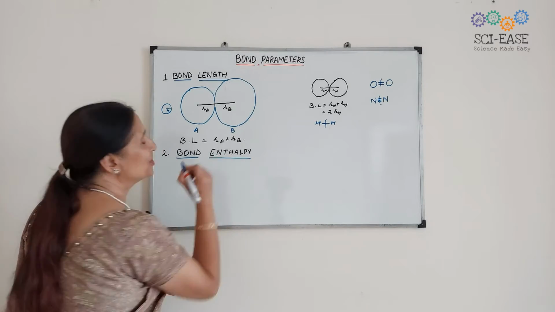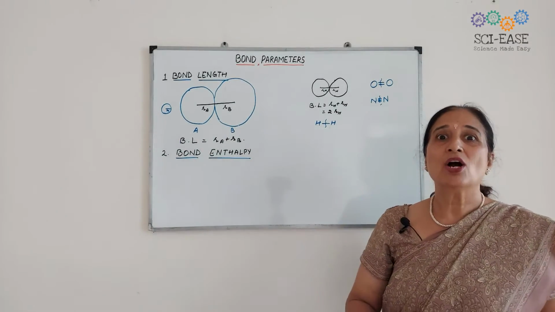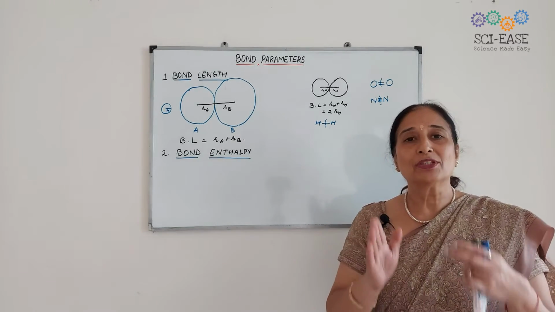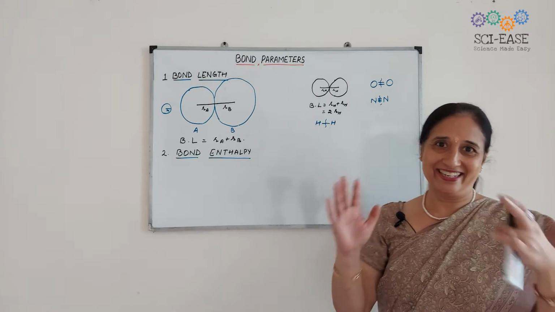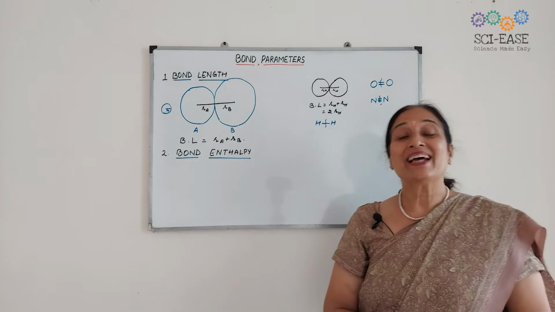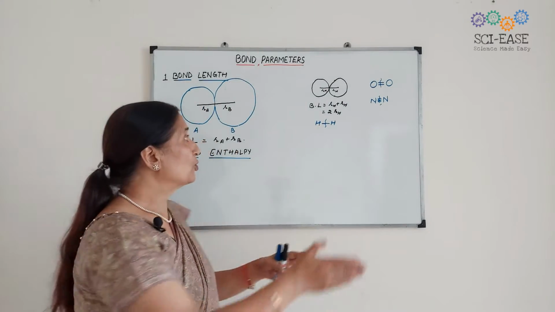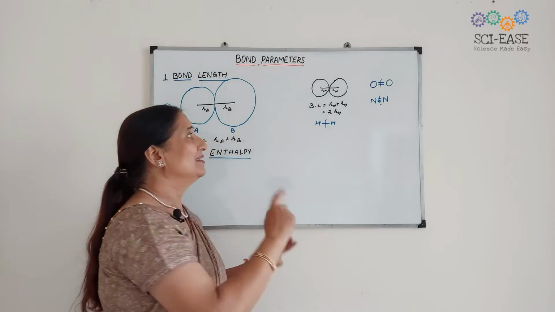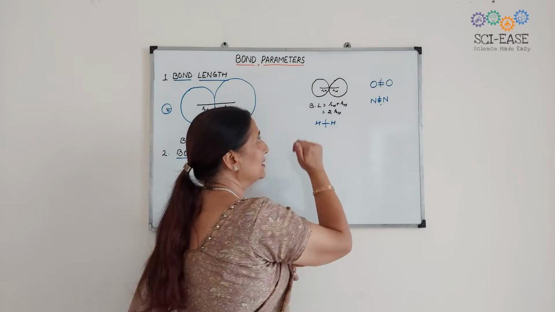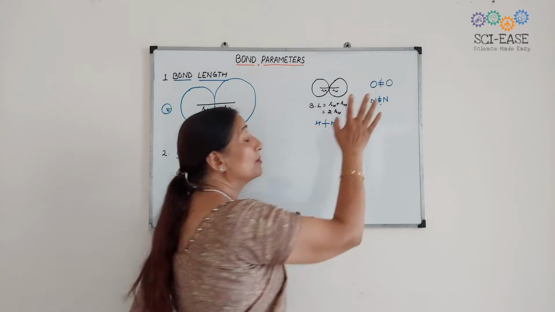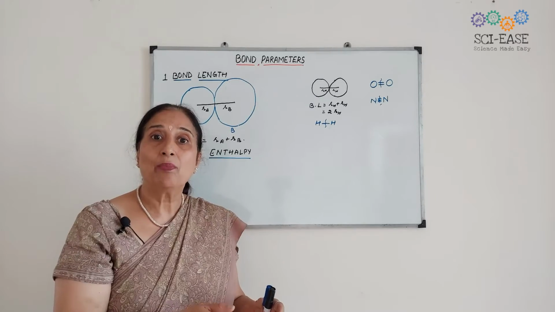It is the energy required to break 1 mole of the bonds between two atoms in their gaseous state. I think the term is clear to all of you. So when we are to break this H-H bond, energy is required. Here also more energy is required than this, and here the maximum energy is required to break these 3 bonds.